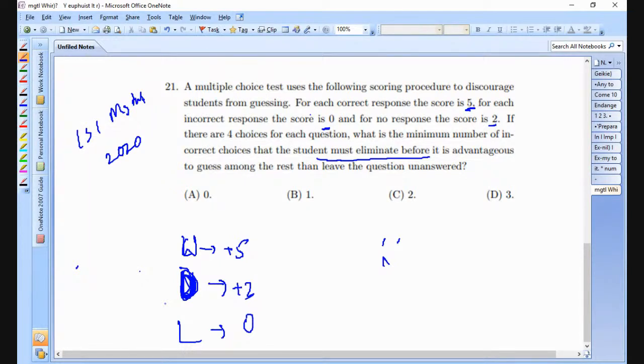Similarly, when we eliminate 2 choices, we will get the probability of going wrong will be half and going correct will be half. And marks obtained in this case will be 5 by 2. So the case where we are getting more marks, there we will eliminate 2 choices. So, see.